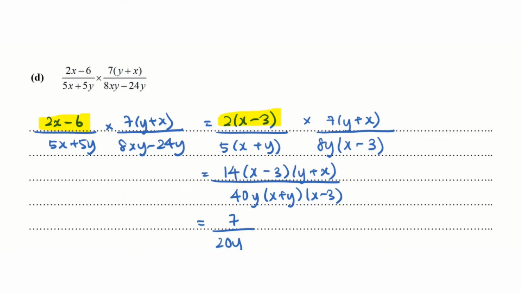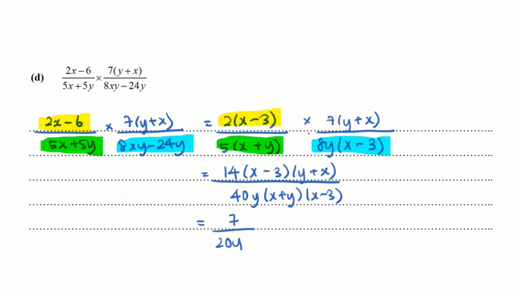Similarly, our 8xy minus 24y can be factorized to give us 8y times x minus 3. And finally, 5x plus 5y can also be factorized to give us 5 times x plus y. So we always try to factorize first. Then we will actually go on to multiplying the numerator and denominators.